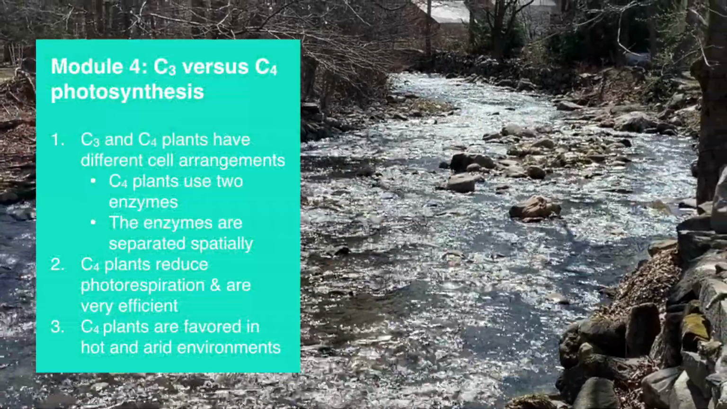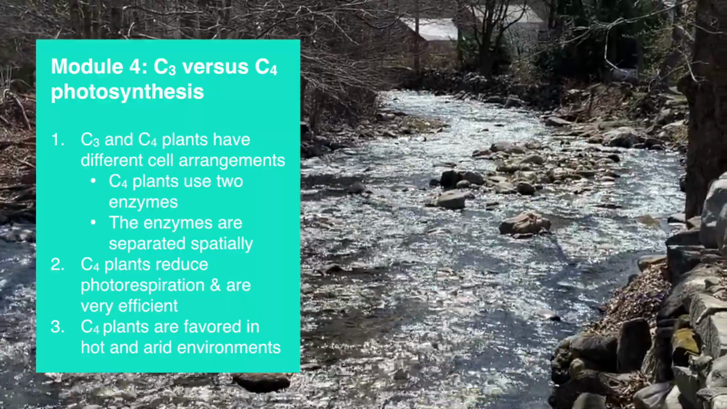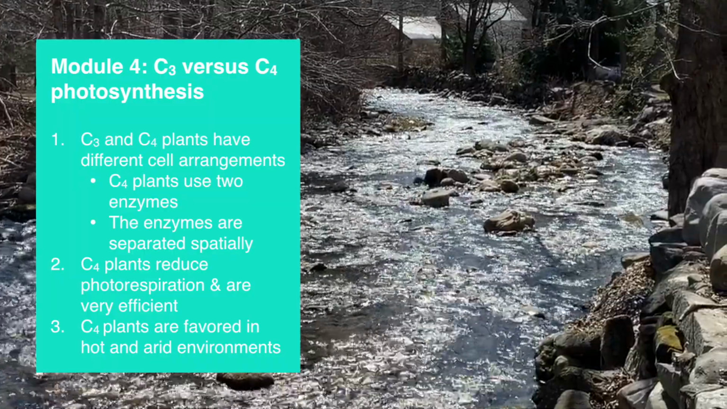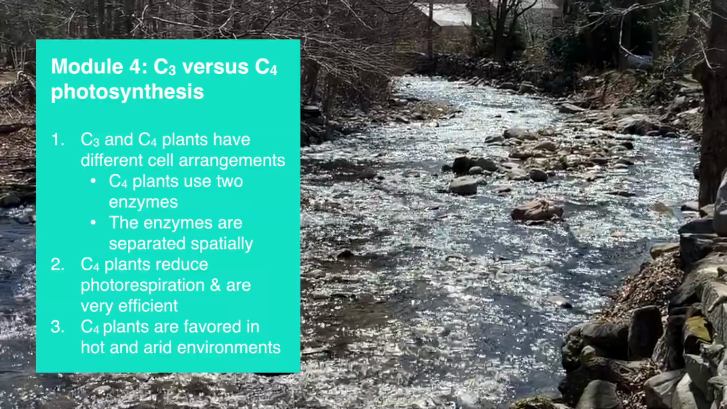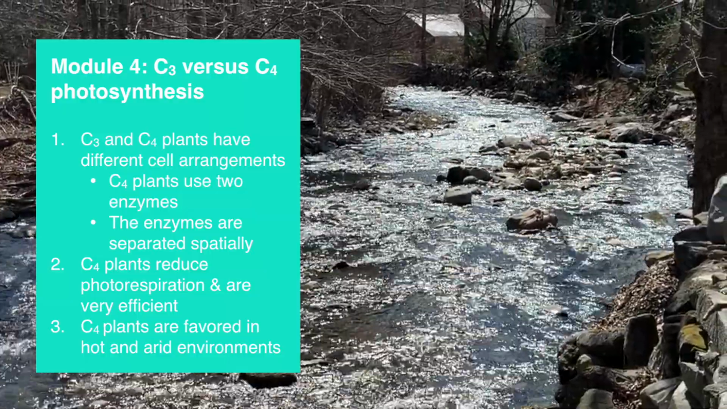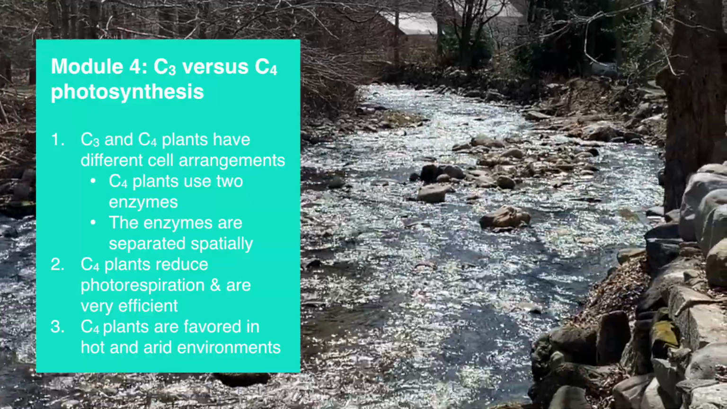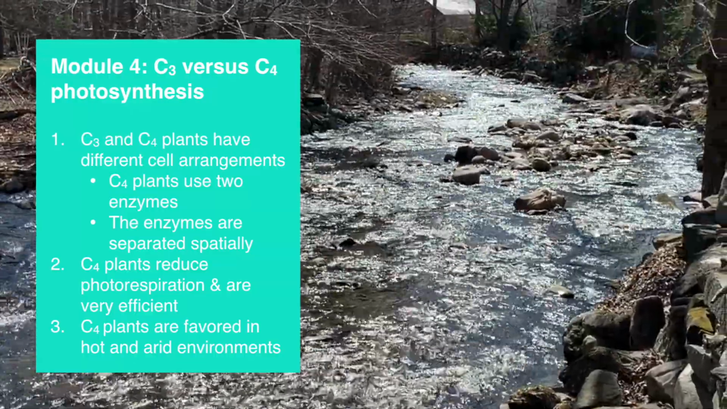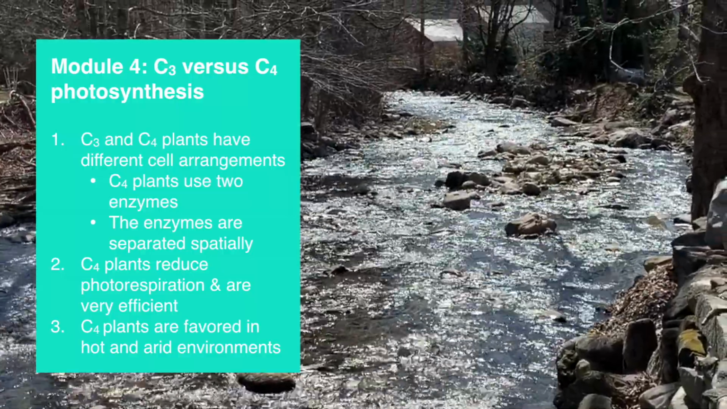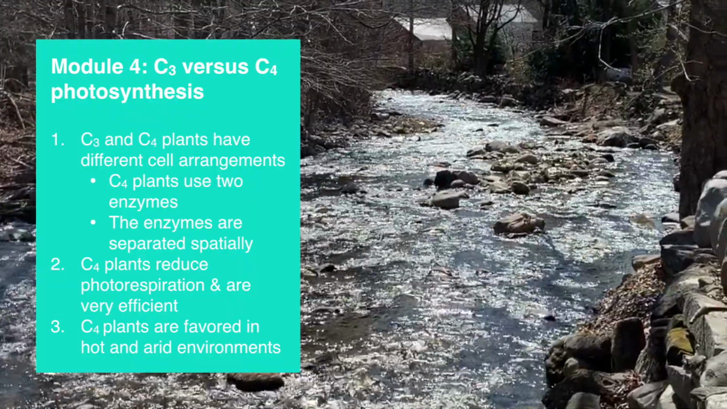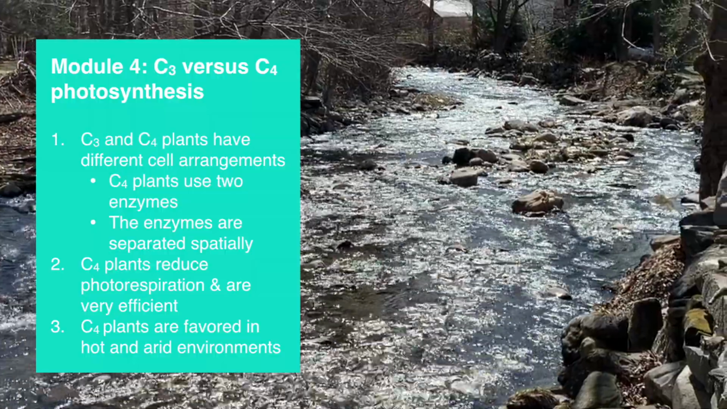Your main takeaway should be, first, how C3 and C4 plants have very different cell arrangements, and how C4 plants use 2 enzymes instead of 1, and that these enzymes are separated spatially between mesophyll cells and the bundle sheath cells. Your second takeaway should be that C4 plants reduce photorespiration greatly and are very efficient relative to C3 plants. And in general, C4 plants are favored in hot and arid environments. However, C3 plants may benefit more from an atmosphere that is high in CO2.